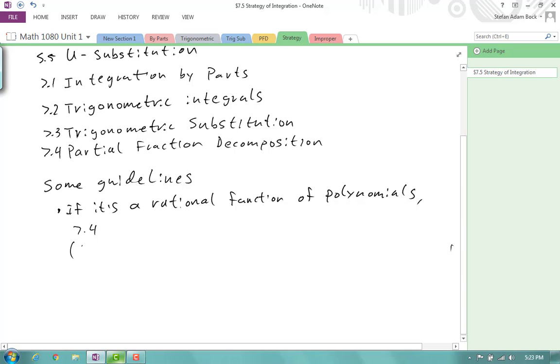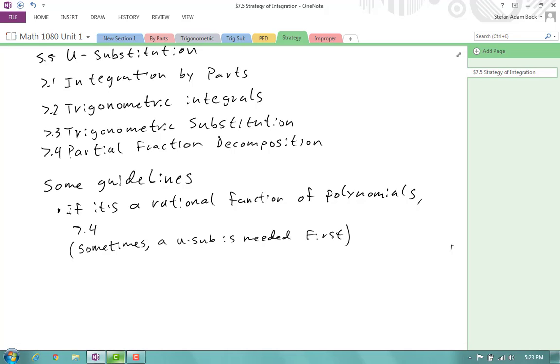And sometimes a u substitution is necessary first. I might have something which looks like a rational expression of polynomials, but instead of actually having powers of x, I've got powers of sine of x or something. I have something kind of nasty looking, but I'm able to do a u substitution, and that turns it into a simpler looking problem.